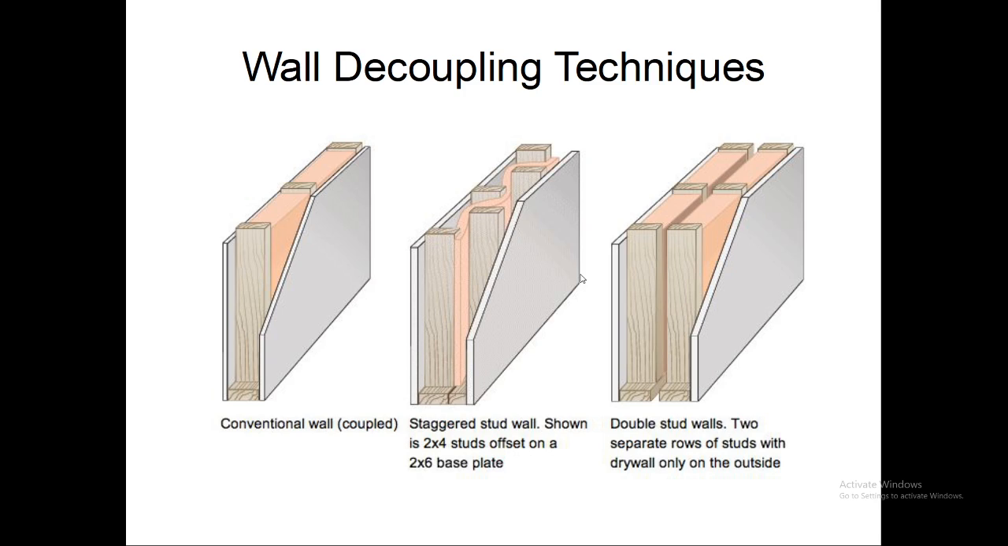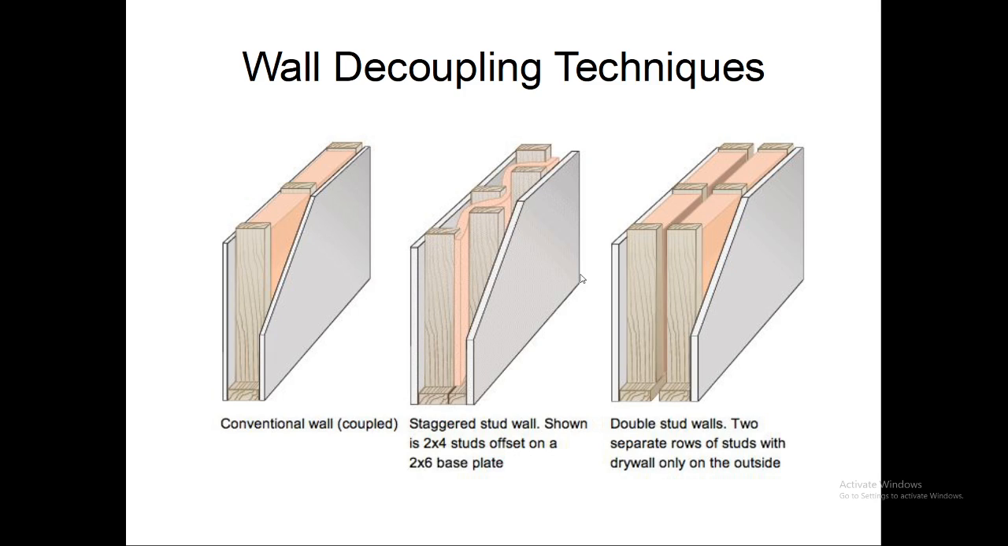So if you look at the first image on the left, this is a typical wall. You have studs in the wall, and you have insulation in between, and you have sheetrock nailed to the studs. So if you follow the sound wave on that, it hits the sheetrock, it travels directly through the studs in the wall and into the next room. That's what's considered coupled, is one side is directly connected to the other side.